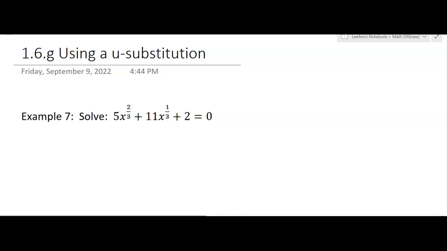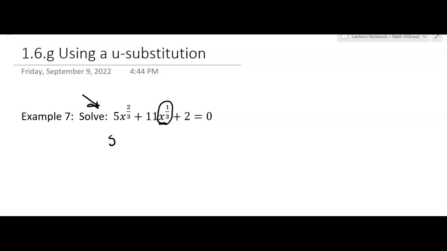So we're going to use a u-substitution here because it says that in the title. But if you look at it, does it kind of look like a quadratic? Well, what am I going to look for? This middle term here, that x to the 1/3, that's what I would like to have be u.